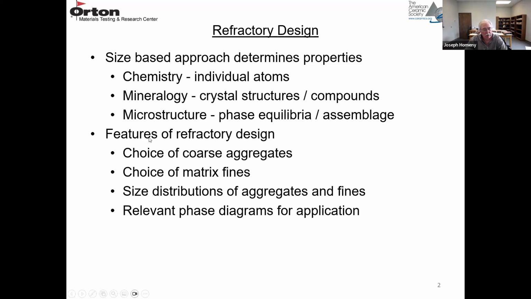And then for the design of these refractories, you start out with the coarse aggregates. Then you have to choose a matrix, the fines that form the matrix. You have to decide on the size distribution of these aggregates and fines. And then you use the relevant phase diagrams to pick the right chemistry for the right application.